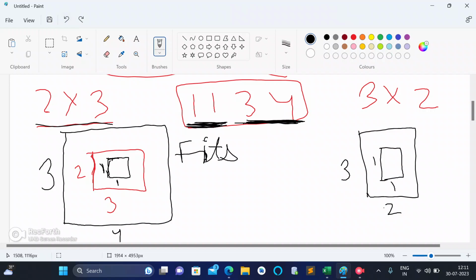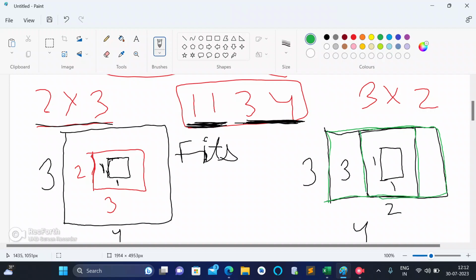And we can see that this is the 3 cross 4 rectangle. Let me make it with green color. This 3 cross 4 rectangle touches the 3 cross 2 rectangle, and if it is touching, we can say that it is not enclosing. We can say that the 3 cross 2 rectangle is not enclosed within 3 cross 4. So I can say here it does not fit.